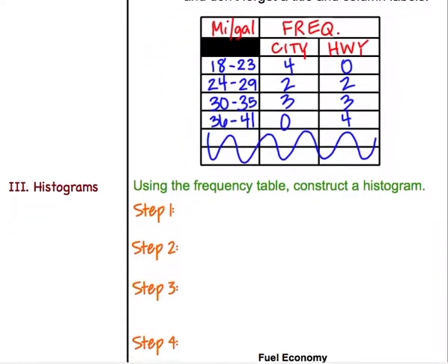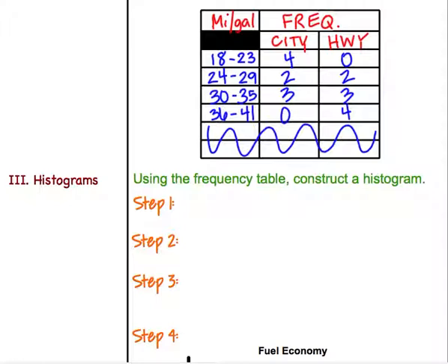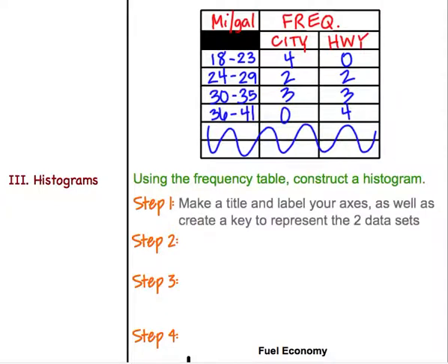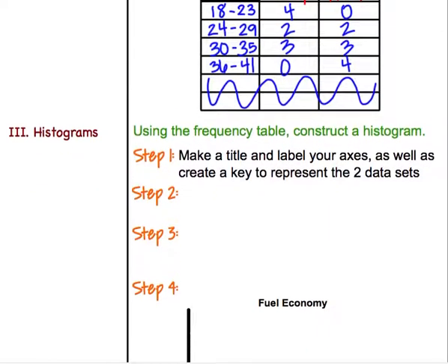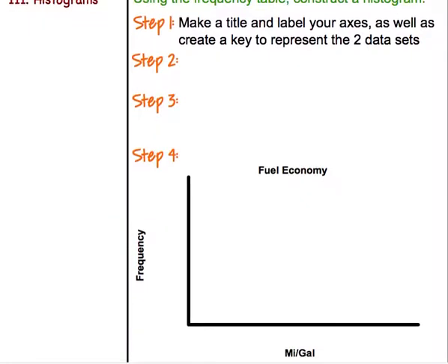So now, using this frequency table, we want to construct a histogram. So step one is going to be to make a title and label your axes, as well as create a key to represent the two data sets. As you can see down here, I've already labeled for you and put a title because I didn't want you to forget. I'm going to make a key, and I'm going to say that blue is going to represent city, and I'm going to have red represent highway. So I've made my key.